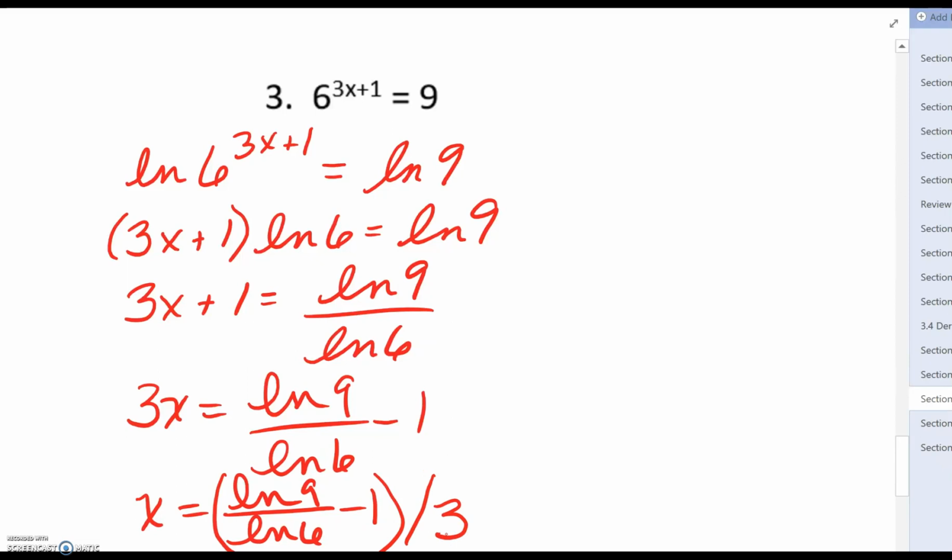So again, you would just put that into your calculator. I did that earlier. I got 0.0754. And there's your result.